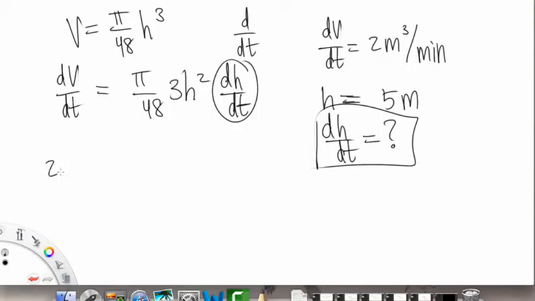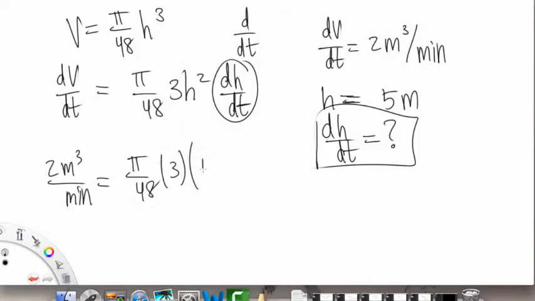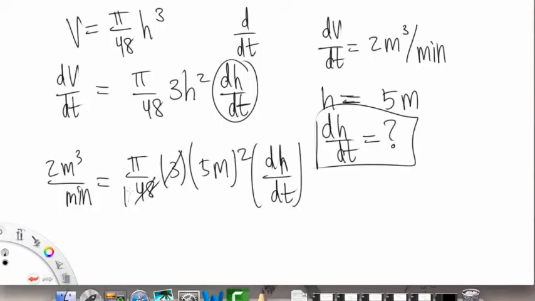So we have dV/dt being 2 meters cubed per minute. On the right side we have pi over 48 times a 3, so there's a 3 here, and then an h squared, so that's 5 meters squared. And then dH/dt is just sitting there. Now this 3 and the 48 can simplify to a 1 and a 16. Now we're going to divide by all of this, so dH/dt is ultimately going to be 2 meters cubed per minute.